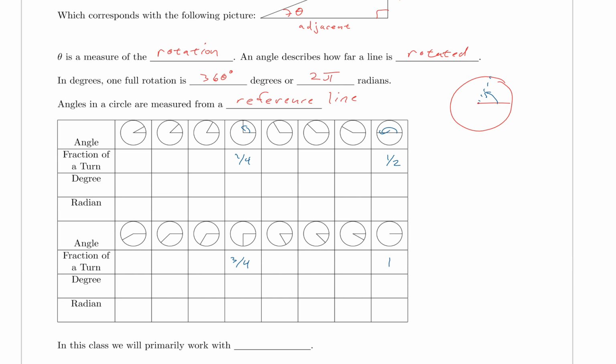Okay, so now how do we relate what fraction of a turn it is to degrees and radians? Well, we simply use this knowledge up here that in degrees, 1 full rotation is 360 degrees or 2 pi radians. So essentially what we do is we take advantage of the fact that 1 rotation equals 360 degrees, which equals 2 pi radians.